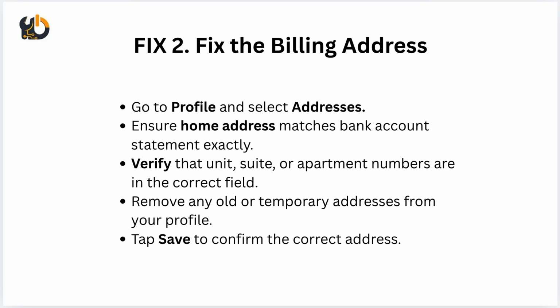Second fix is fix the billing address. Go to profile and select address. Then ensure home address matches bank account statement exactly. Verify that unit, suite or apartment number are in the correct field. Remove any old or temporary address from your profile. Then tap save to confirm the correct address.